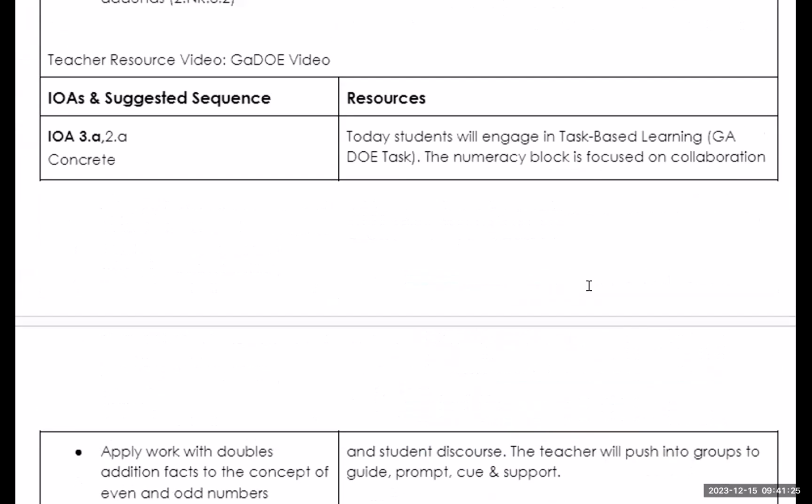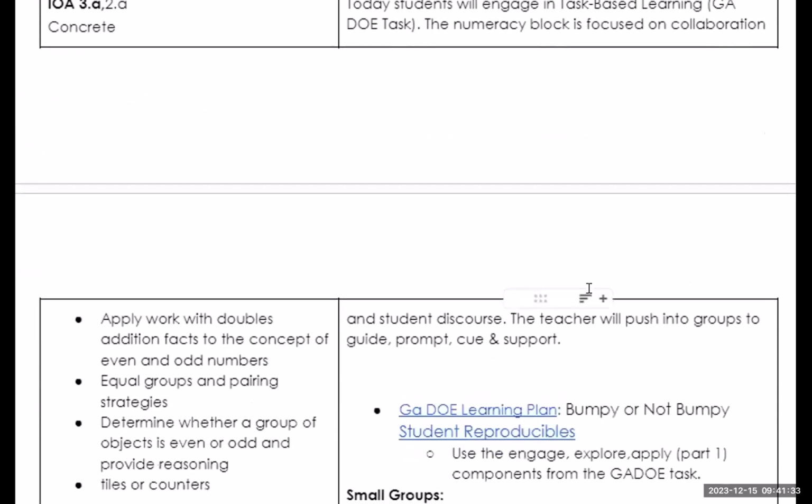In Unit 8, we will begin with 5 days of AKS 3 IOA 3A, clustered with AKS 2 IOA 2A. 2A will serve as an opportunity for students to apply what they have learned about adding and subtracting fluently through 20 as they reason about which numbers are odd or even. We begin this learning concretely with a Georgia Department of Education learning plan.